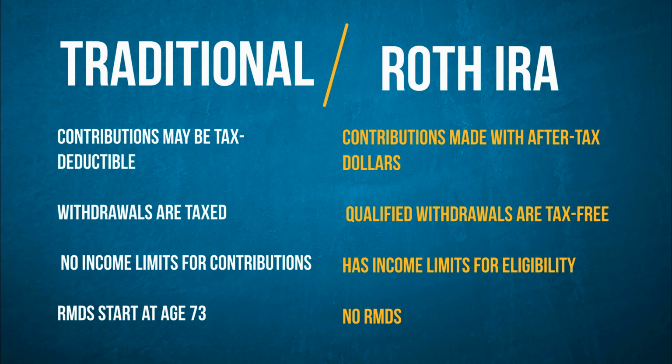Quickly though, the main differences between a Roth IRA and a traditional IRA are in tax treatment, income limits, and withdrawal rules. Roth IRA contributions are made with after-tax dollars, and qualified withdrawals are tax-free, while traditional IRA contributions may be tax-deductible, but withdrawals are taxed. The last main difference is that Roth IRAs have income limits for eligibility and no required minimum distributions, whereas traditional IRAs have no income limits for contributions but require minimum distributions starting at the age of 73.